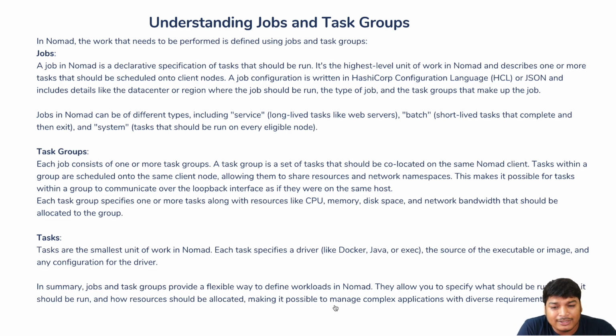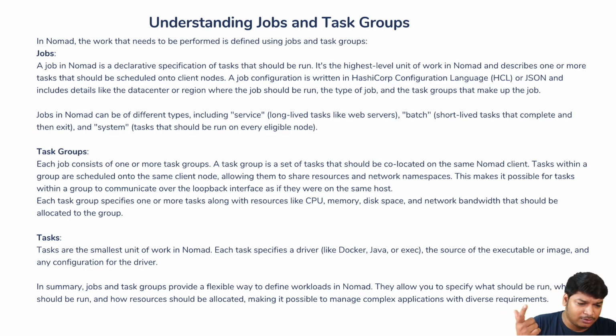In Nomad, the work that needs to be performed is defined using jobs and task groups. Now what are jobs? A job in Nomad is a declarative specification of tasks that should be run. This is the highest level unit of work in Nomad and describes one or more tasks that should be scheduled to run on the client nodes, that is, Nomad clients.